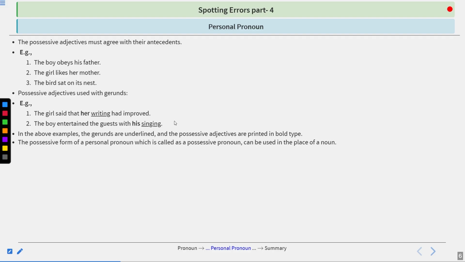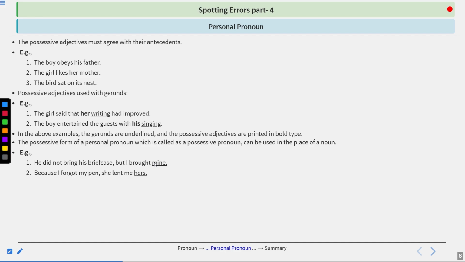The possessive form of a personal pronoun, which is called a possessive pronoun, can be used in the place of a noun. Example, he did not bring his briefcase, but I brought mine. So mine is referring to what? Mine is referring to possession. My briefcase. So instead of using my briefcase, we will use mine.